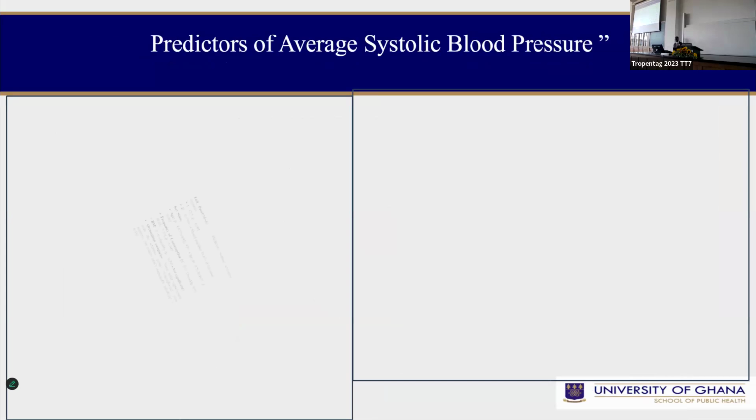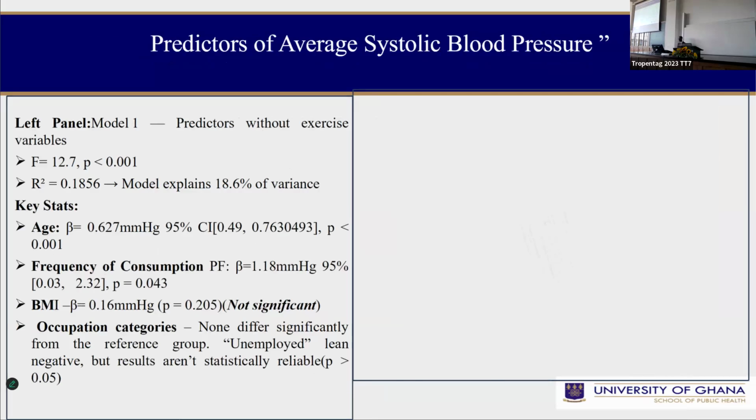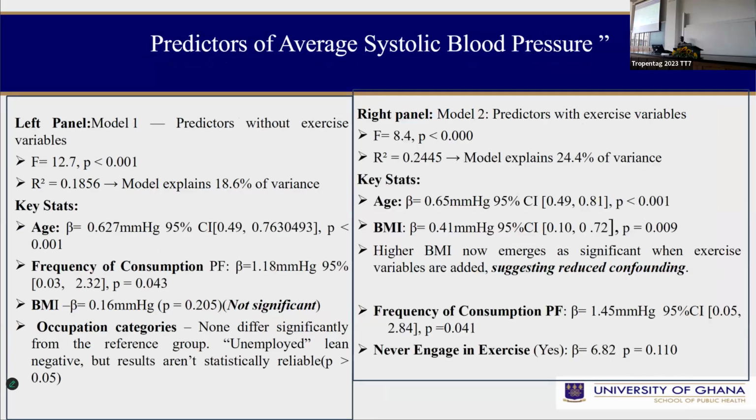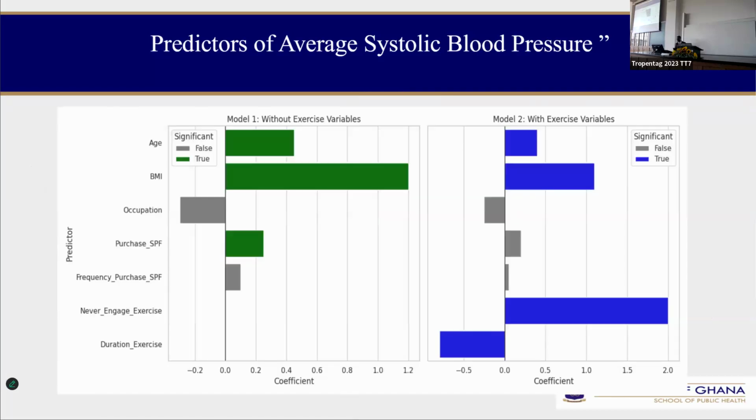And also, we went further to check some variables against systolic blood pressure. Our model shows that age was a consistent predictor, as well as the frequency of consumption. In the first model, without exercise, BMI was not significant. But in the second model, when we introduced exercise, BMI became significant. It also suggests the reduction of confounding variables as well. So these are the visual representations of it.